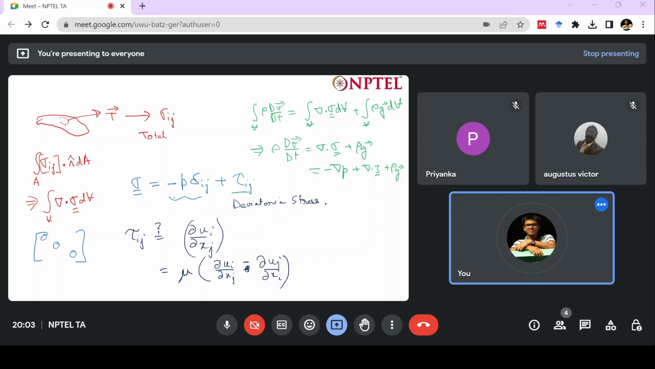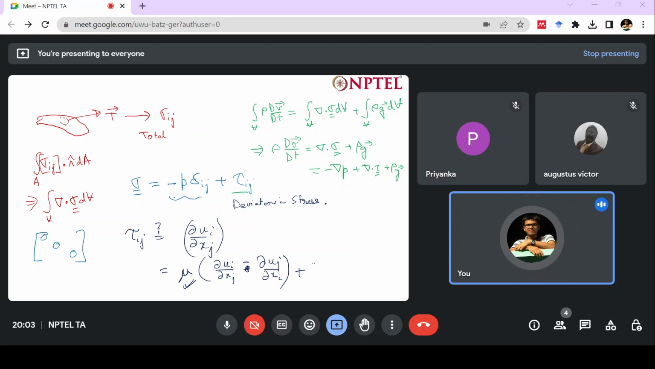So this is the velocity gradient. I have discussed it in a previous video as well. So these are the velocity gradients. When you have this relation, you are talking about the shear stresses, and these shear stresses are linearly dependent on this deviatory stress tensor using this mu, which is my dynamic viscosity.